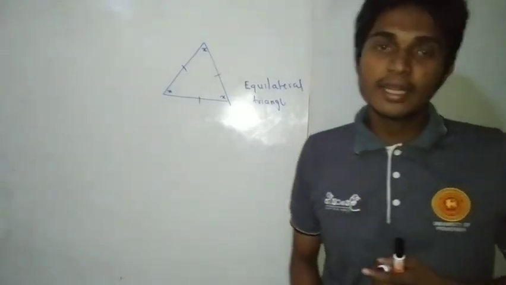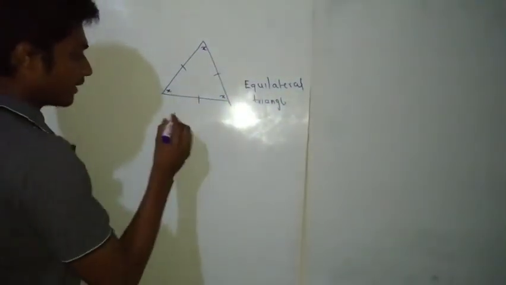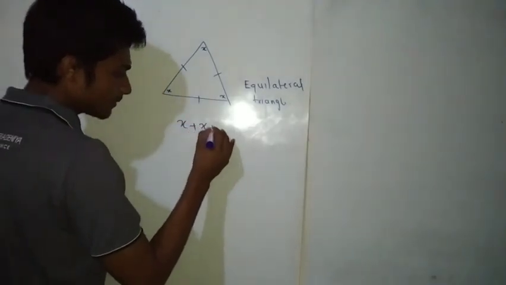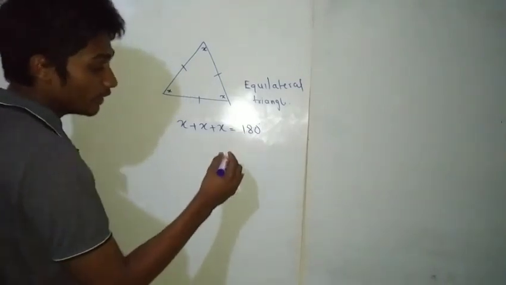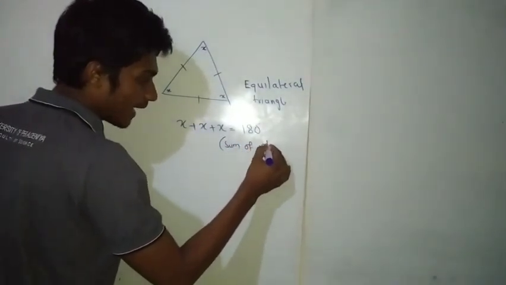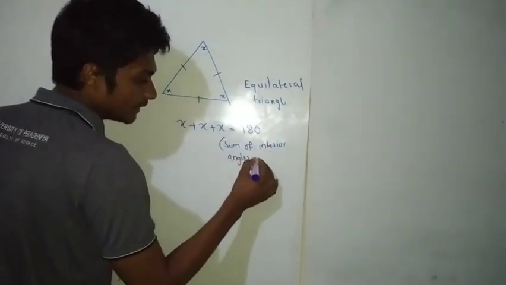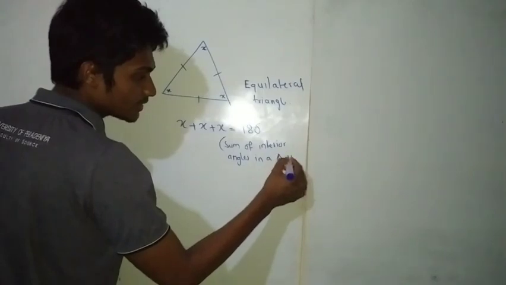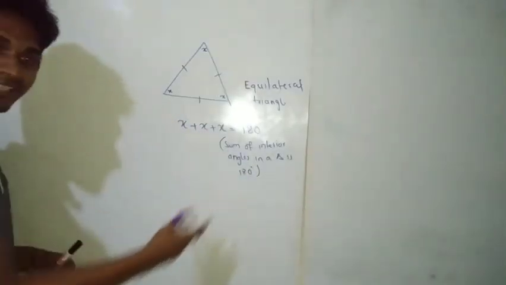From the theory, we know that the sum of interior angles in a triangle is going to make 180. So if I add x plus x plus x, this should give us 180 degrees, right? So what is the reason? Sum of interior angles in a triangle is 180 degrees. So this is the theory.